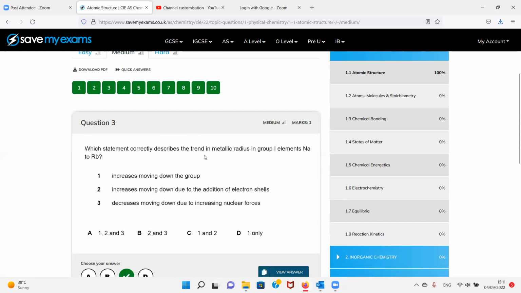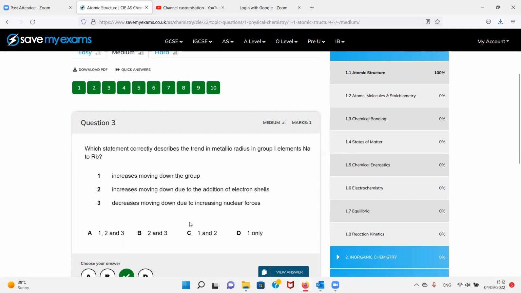Number 3, which of the statements correctly describes the trend of metallic radius in group 1 elements from sodium to rubidium? So, as you know, as you go down the group, you need to add more shells to fit the more electrons in, and therefore basically the size will increase. So increasing moving down the group, okay, but we'll see the next one, increasing moving down the group due to the addition of electron shells. So this is basically more accurate than the first one.